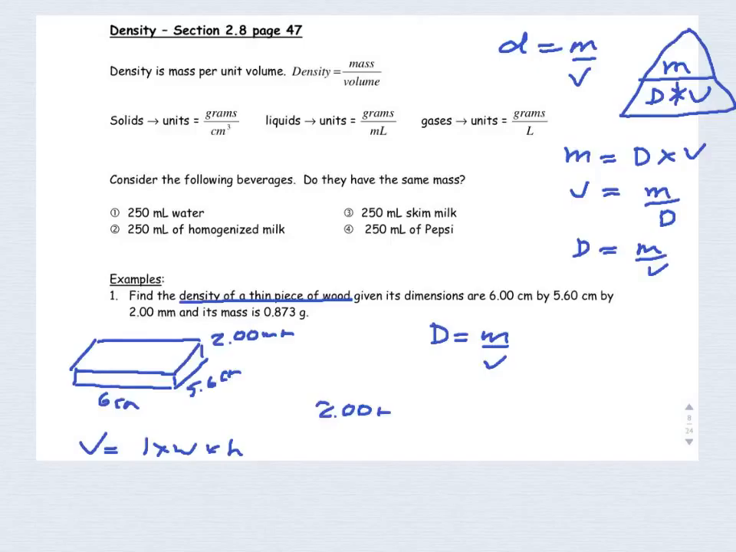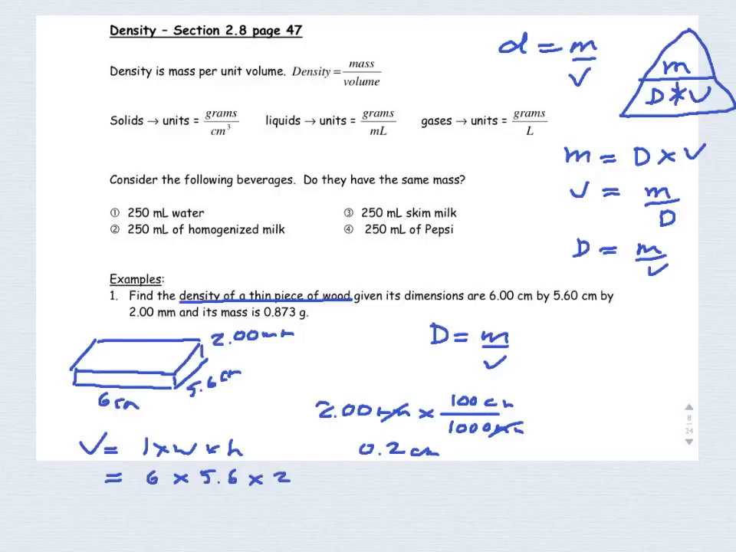We'll divide it by 10 ultimately, I guess. 2 millimeters, there's 1,000 millimeters in 100 centimeters. So you're going to end up with 2 times 100 divided by 1,000. You're going to end up with 0.2 centimeters. So back to my volume formula. I'm going to take 6 centimeters, multiply it by 5.6, and multiply it by 2.